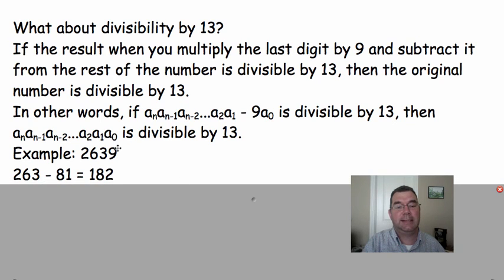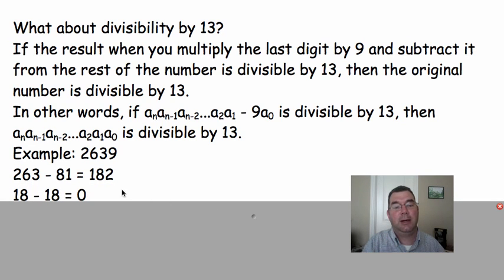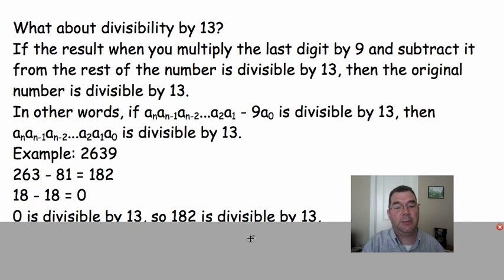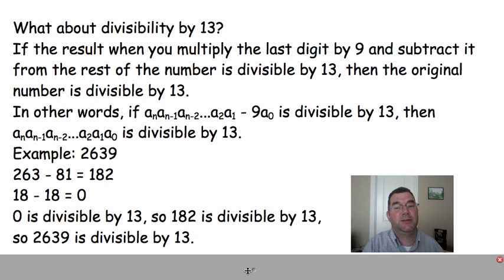So basically I take the last digit, which is 9, and if I multiply that by 9, I get 81. Subtract that from 263 and I get 182. I don't know if 182 is divisible by 13, so I will do the same thing again. I'll take the 2 that's at the end, multiply it by 9, that's 18. Subtract that from the rest of the number, which is also 18. That's just a coincidence. And I get 0, and 0 is divisible by 13 evenly. So that means 182 is divisible by 13, and that means that my original number, 2,639, is divisible by 13.